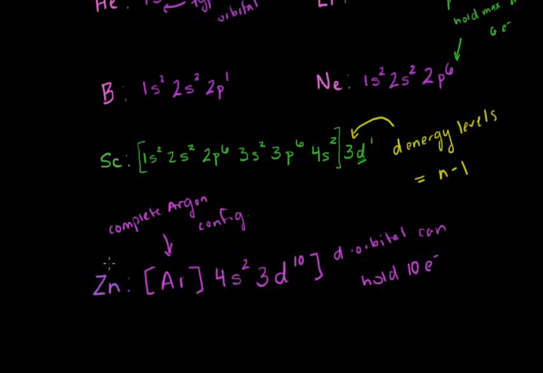And as another final note, these electrons within the argon configuration that are not valence electrons, this is called the noble gas configuration, and we can also call these core electrons. So electrons that don't hang out in the highest energy level are called core electrons.